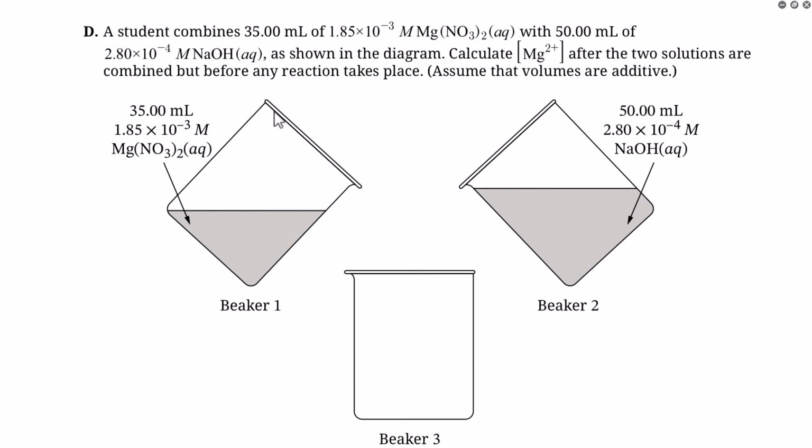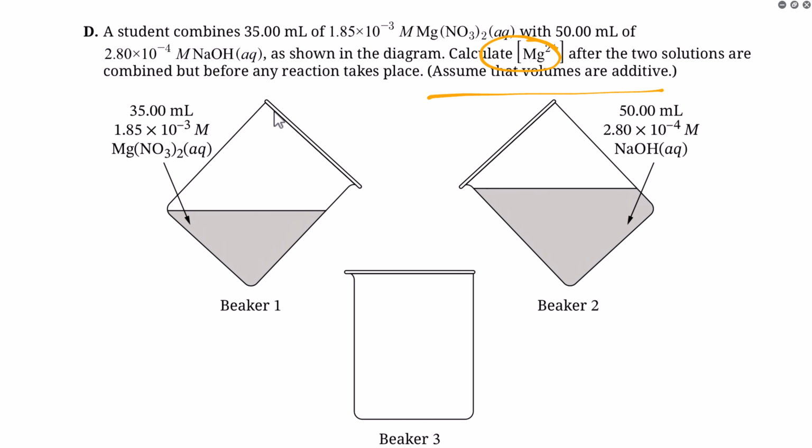All right, so for part D here, it says a student combines 35.00 milliliters of a 1.85 times 10 to the negative third molar Mg(NO3)2 solution with 50 milliliters of 2.80 times 10 to the negative fourth molar NaOH, as shown in the diagram. It wants us to calculate the Mg2+ concentration after the two solutions are combined, but before any reaction takes place, and assume that the volumes are additive.